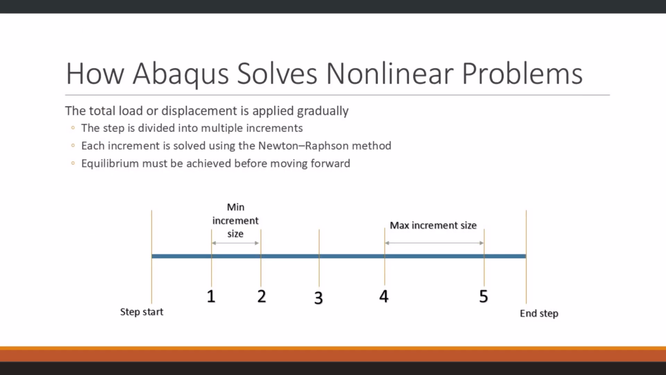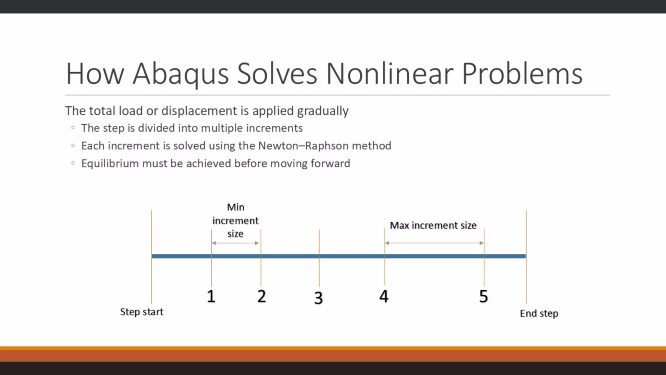Take a look at this rough diagram. What we have here is the total step time, and we have the initial increment on the left hand side, which is number 1, and we have the end increment. So by default, Abaqus uses 5 increments for the problem. Each line represents an increment. The distance or the size between two increments is the increment size, and the minimum increment size is the lowest size between the two, and the maximum is the highest.